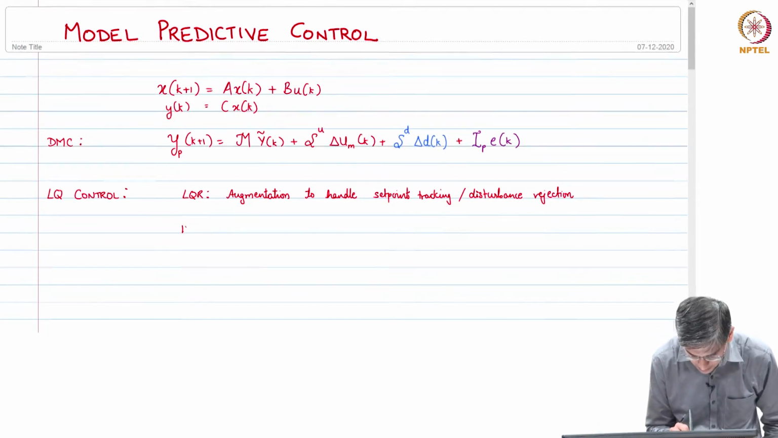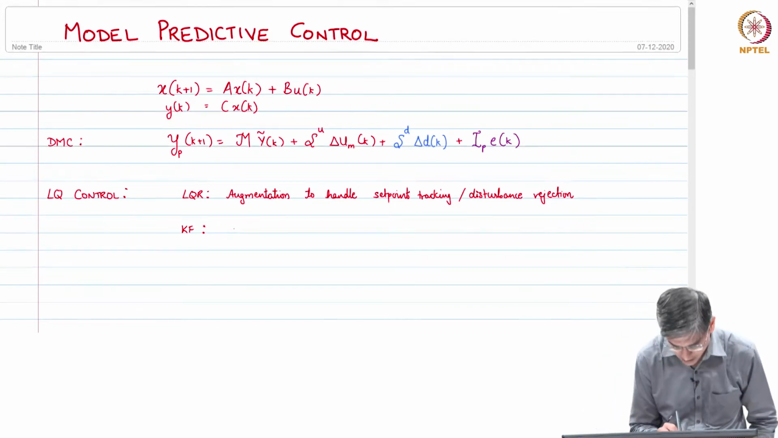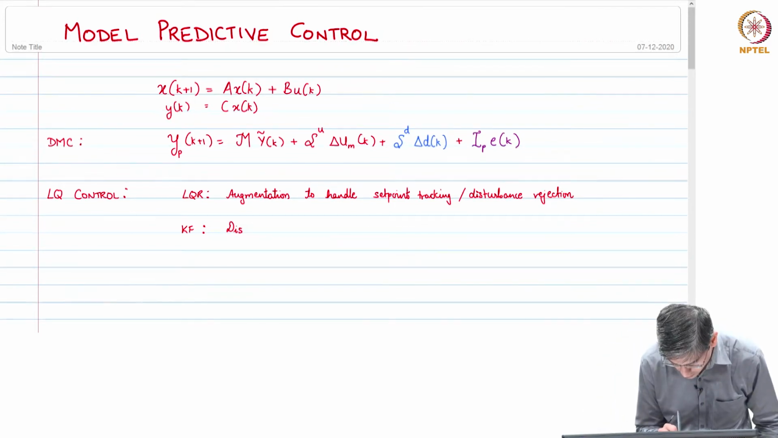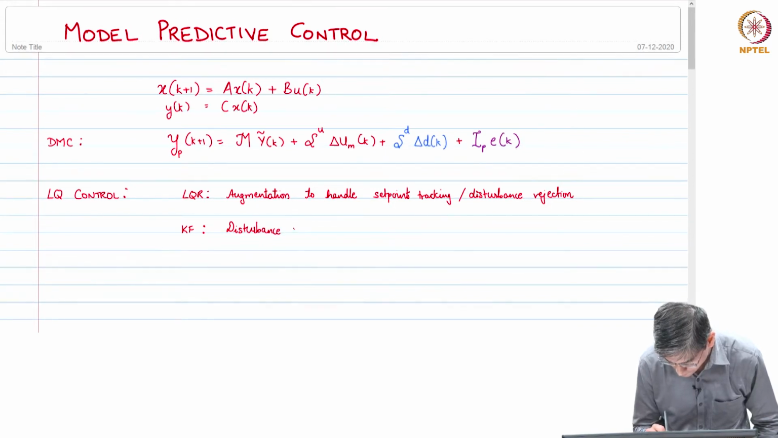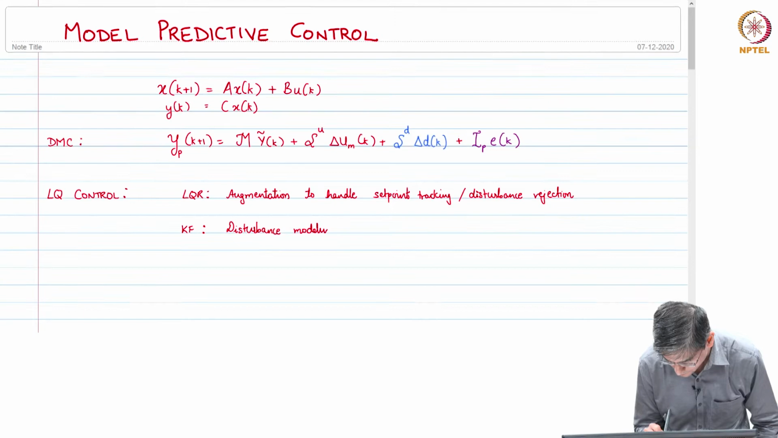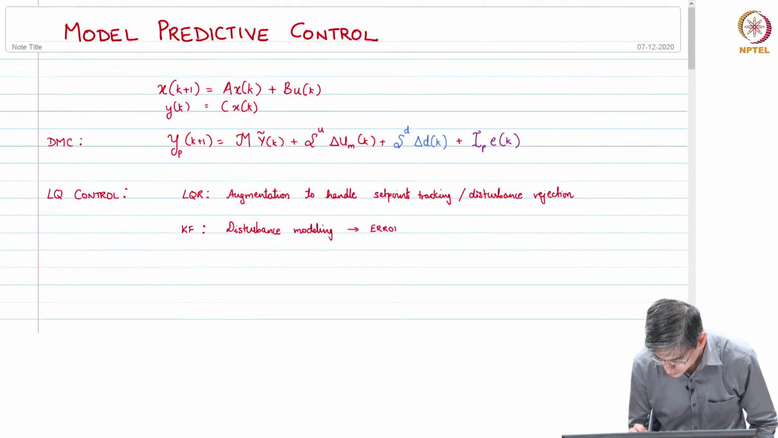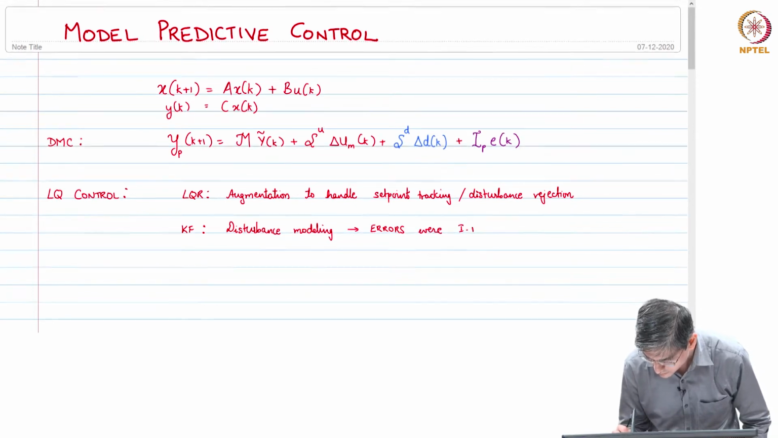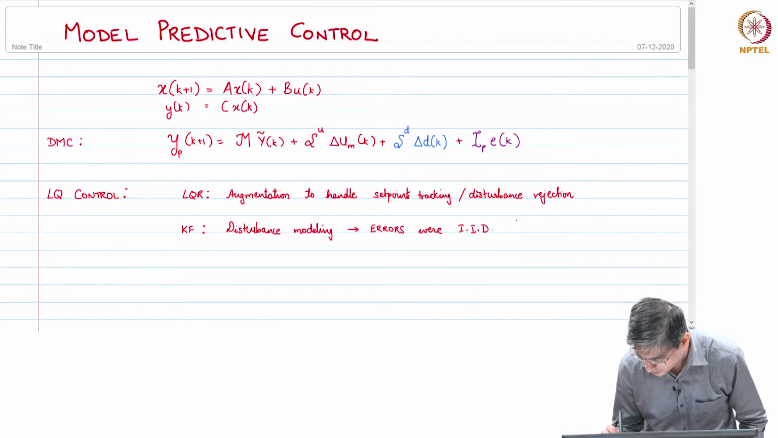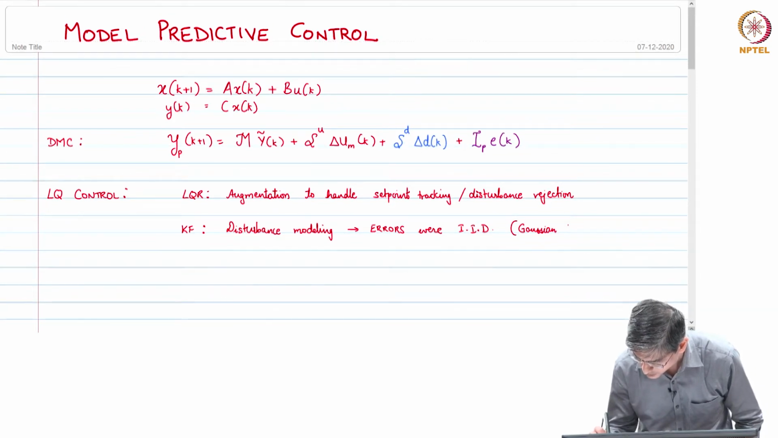Okay, and then in Kalman filter, we basically talked about disturbance modeling, to ensure that errors were IID or Gaussian white noise.